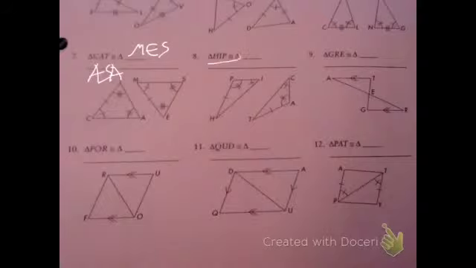On 8, we have triangle HIP, and they have two pairs of angles congruent, and then the side afterward. So we're looking at angle, angle, side. HIP is going to match up with TCA, because that's how the markings match up.